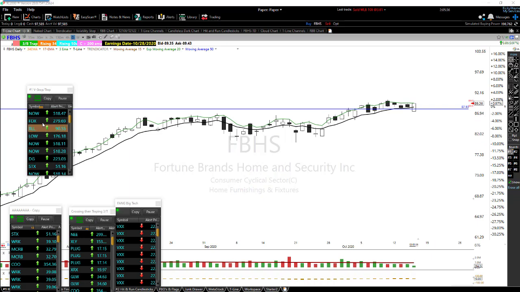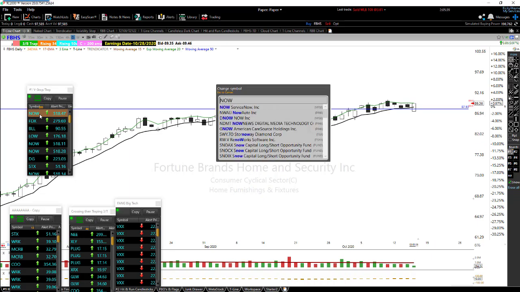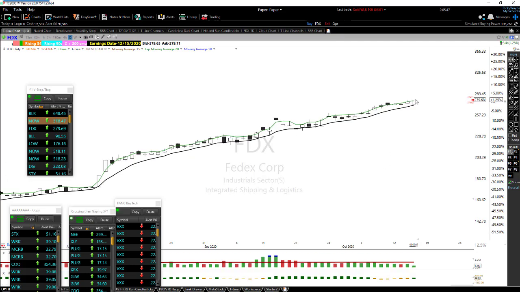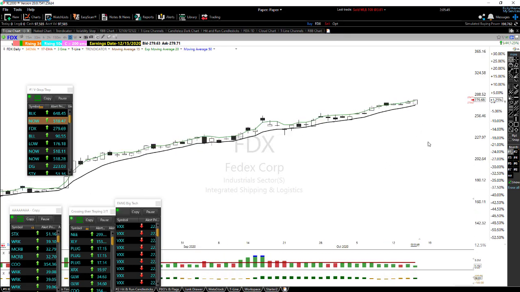And again, I like looking at the scanner. I don't even have to shop for them. Look at now, NOW. Look at FedEx. And I'll tell you what, go back and look at FedEx. Where could you have bought this? How many places could this have been bought?